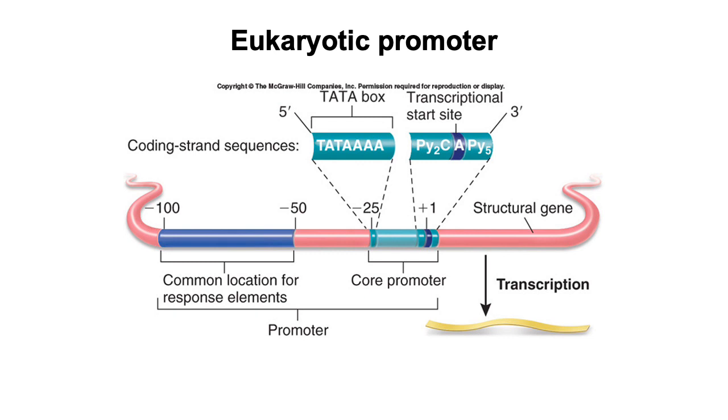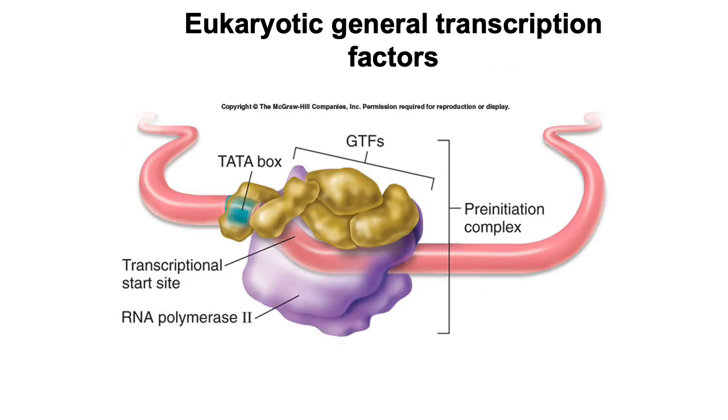So we have the core promoter that just gives you the basic transcription level. And then there are a bunch of other regulatory sequences, some near the gene, some far away from the gene. Some of those regulatory sequences are responsible for increasing transcription, and some are responsible for decreasing transcription. So that's the basics of what goes on at the eukaryotic promoter.